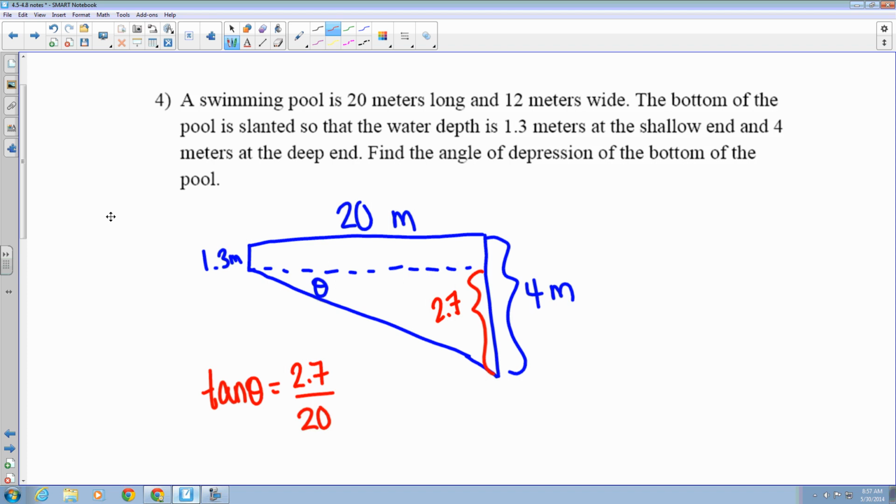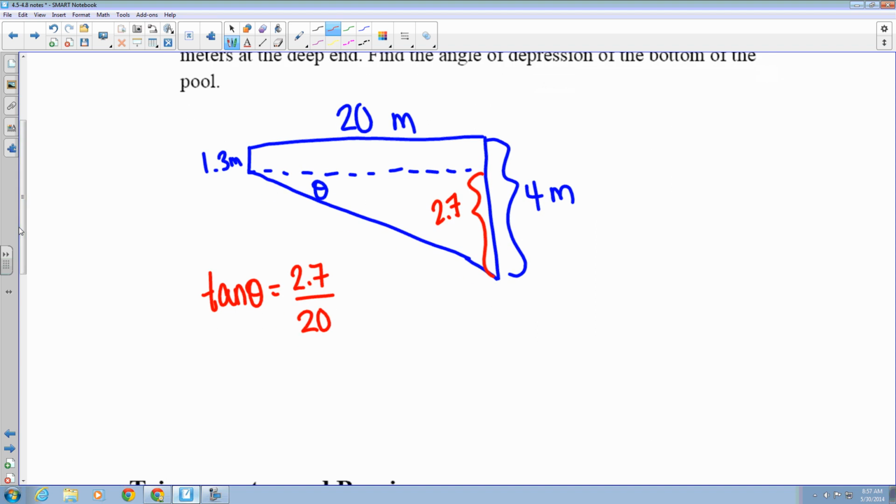And remember, when we're trying to solve for an angle, we always take the inverse trig function of the other side. So I'm going to take the inverse tangent of 2.7 divided by 20, and I will get that my angle theta is 7.69 degrees.